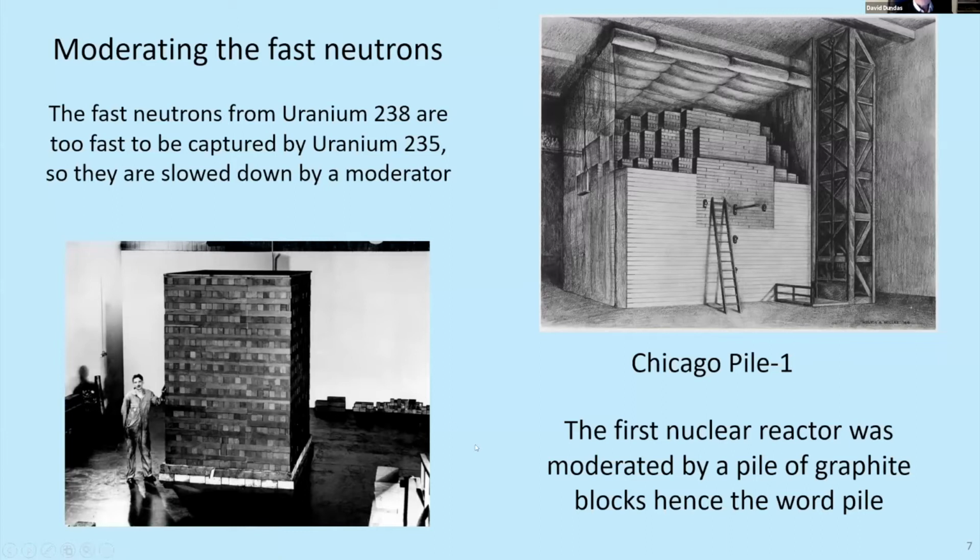The first nuclear reactor was this one, the Chicago Pile-1, and it was called a pile because actually it was a pile of graphite blocks. The reason it was a pile of graphite blocks is because the graphite slows down the fast neutrons from uranium-238 so that they're slow enough to be captured by the uranium-235.